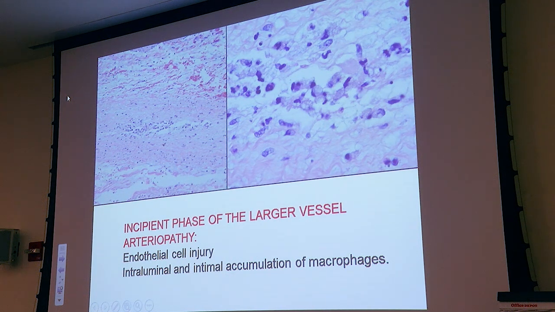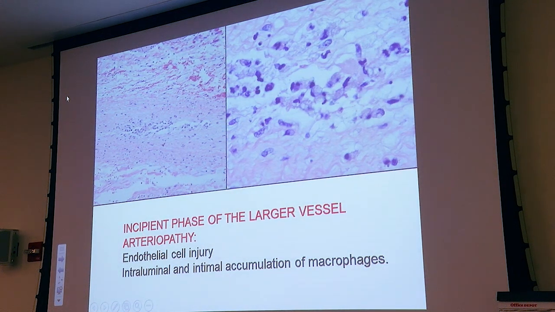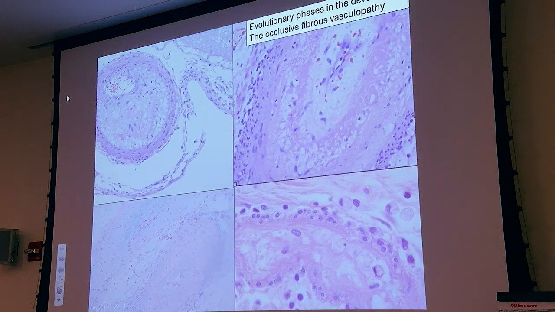So the incipient lesion is one that, again, involves small arteries, characterized by an accumulation of macrophages, actually within the vascular lumens and migrating through into the intima. There will be at this phase endothelial cell injury with some element of fibrin deposition. So that is the incipient phase. But then the later stage lesion is this very striking proliferative neo-intimal arteriopathy.